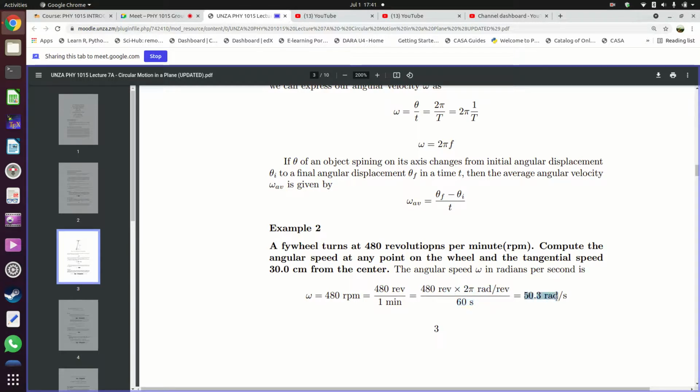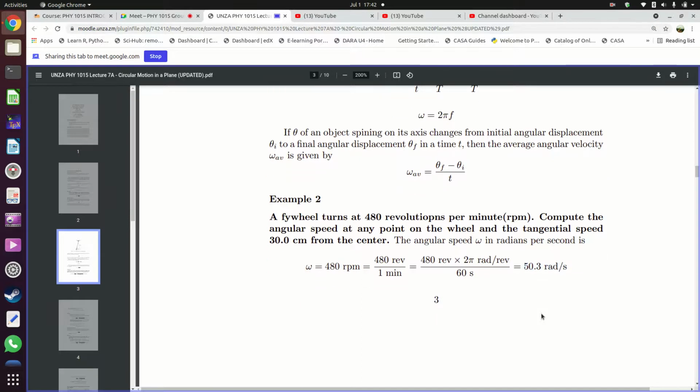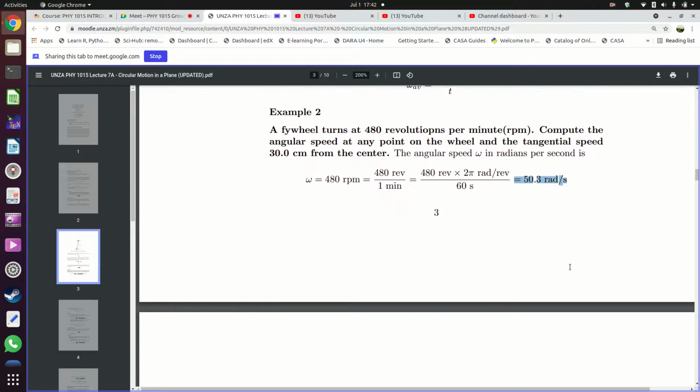I think this has to be written more clearly. It's not very clear what's happening, but in the notes, after we are done with the lectures, I will need to properly redo this calculation so that you can see exactly how you convert from revolutions per minute to radians per second. So basically, this is what you're going to end up with here. 480 revolutions per minute is equal to 50.3 radians per second. So that's the angular velocity or the angular speed.